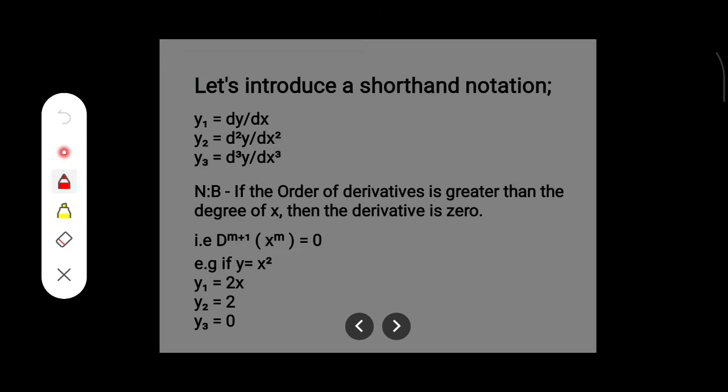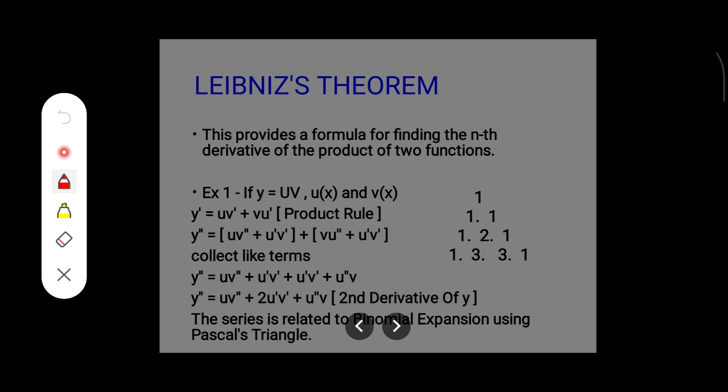0. So Leibniz theorem provides a formula for finding the nth derivative of the product of two functions. For example, if y is equal to uv, where u and v are both functions of s, so our first derivative will be equal to what? uv prime plus vu prime, which is basically the product rule. But how do we arrive at this solution?